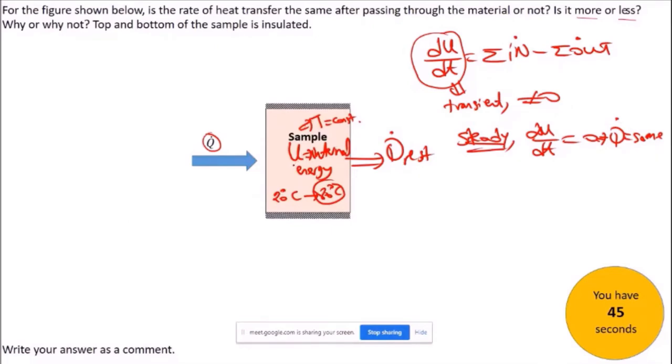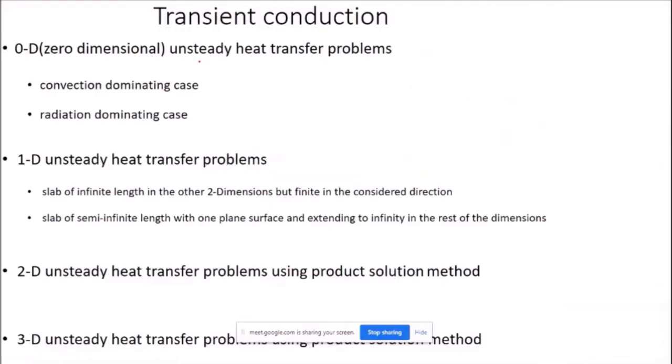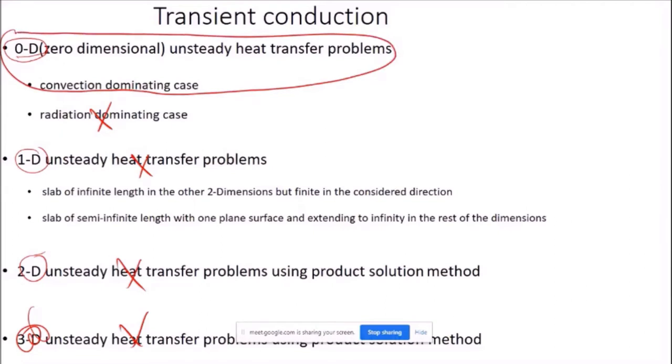We have 2 more questions. Now we have the transient conduction. Transient conduction problems can be 0-dimensional, which I will explain here. It can also be 1D, 2D, and 3D. We will not cover those parts. We will only cover the convection dominating transient problems. Here we say unsteady. Unsteady is exactly the same as transient.